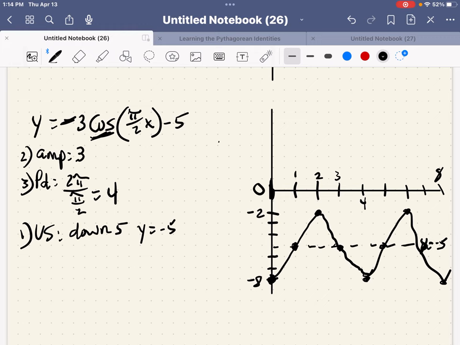So hopefully this lesson was as simple as I intended it to be. Now you can complete your worksheet.